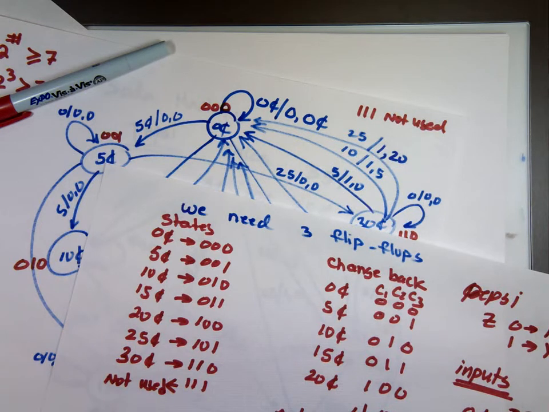So if I'm in state 0, 0, 0, you put no money in it, it stays at 0, 0, 0, change back 0, 0, 0, soda 0. If I'm in state 0, 0, 0 and I put 5 cents, where do you go? 0, 0, 1. That's the 5 cent state, right? No change back and no soda or Pepsi. If I'm at the 0 and I put 10 cents, 10 cents is what? 0, 1, 0?